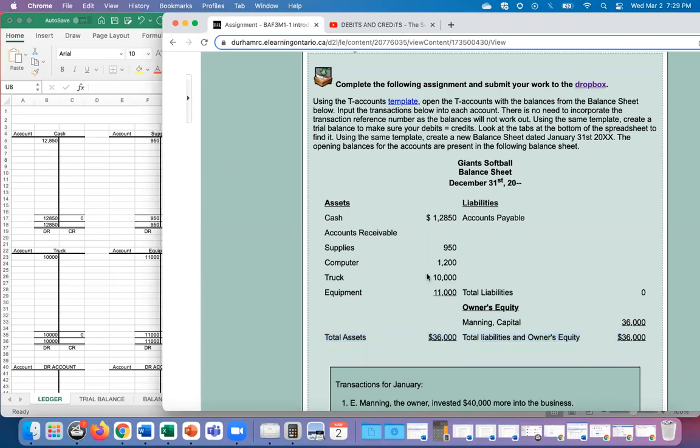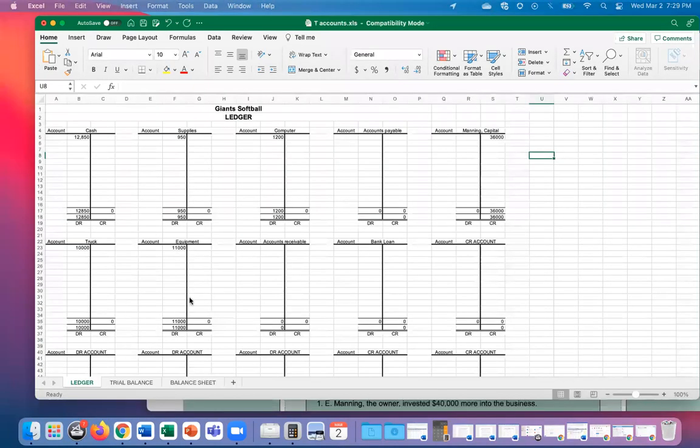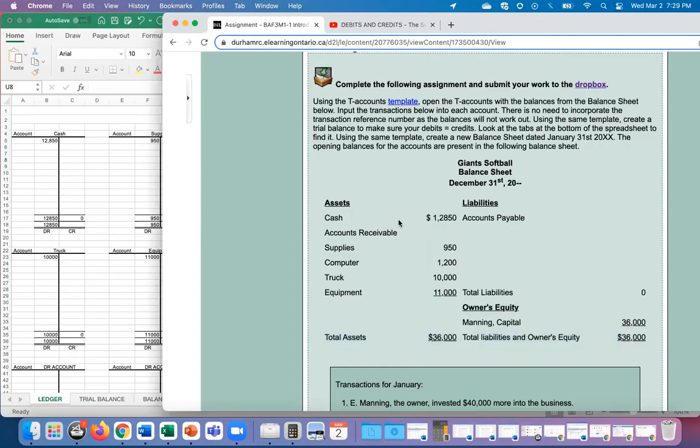All right, so I've got all the amounts that are relevant from our balance sheet loaded onto our T accounts. So that's what it looks like to start off with. We haven't done any business yet. We haven't had any transactions. We just have these amounts in these accounts, which rhymes. All right, so we've got that.